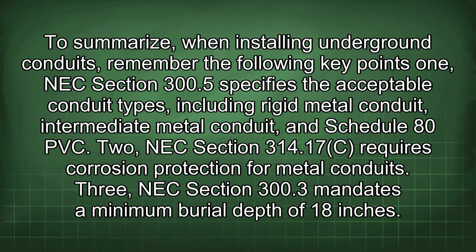1. NEC Section 300.5 specifies the acceptable conduit types, including rigid metal conduit, intermediate metal conduit, and Schedule 80 PVC. 2. NEC Section 314.17c requires corrosion protection for metal conduits. 3. NEC Section 300.3 mandates a minimum burial depth of 18 inches.